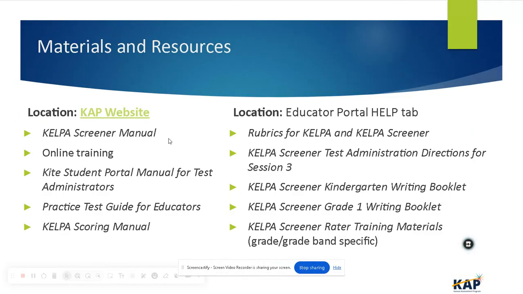In conclusion, you'll need 2 places for non-secured items. It's the KS assessment website. That's where you'll find these things. And then inside the Kite Educator portal are the secure things, which include the rubrics, the directions for giving the test, which include the scripts, the writing booklet for kindergarten, the writing booklet for 1st grade, and then KELPA Screener training materials that are related to grade bands.